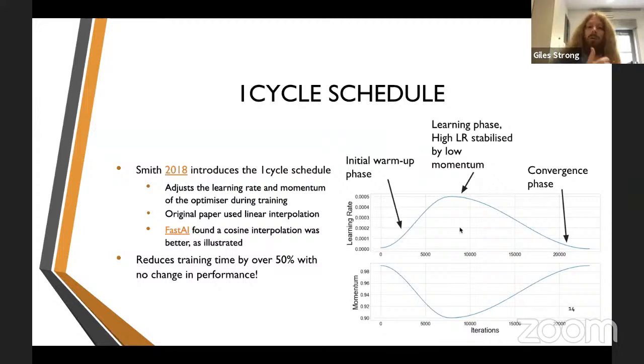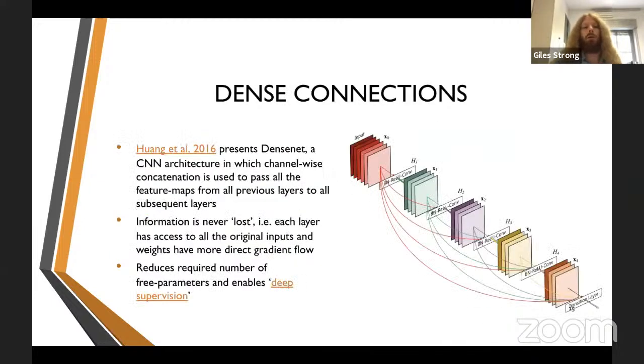However, you've also then dropped the momentum, and having low momentum with a high learning rate helps to stabilize the training. You stick at this high learning rate for a while and gradually drop it down until you approach very close to zero, and this is the actual convergence phase where you're really narrowing in on the minima. Now, using this, I was able to halve the required training time in order to reach the same level of performance.